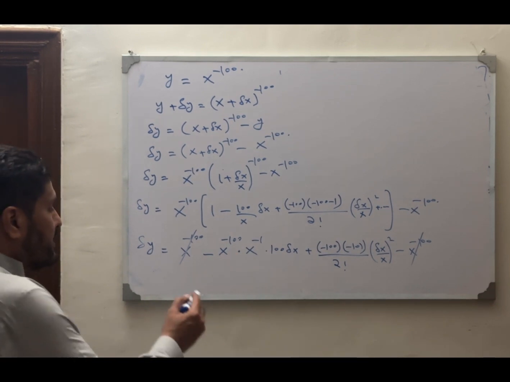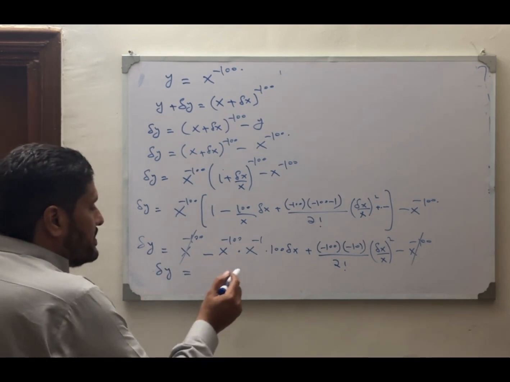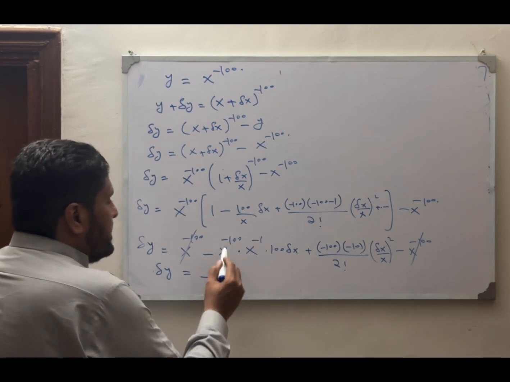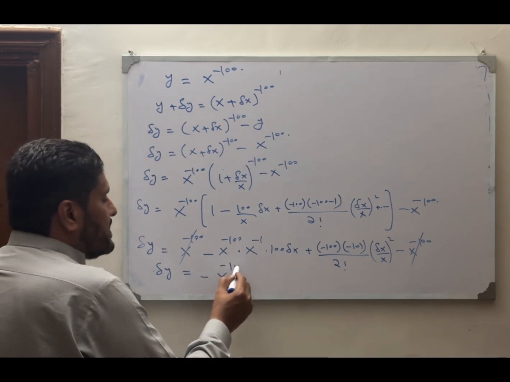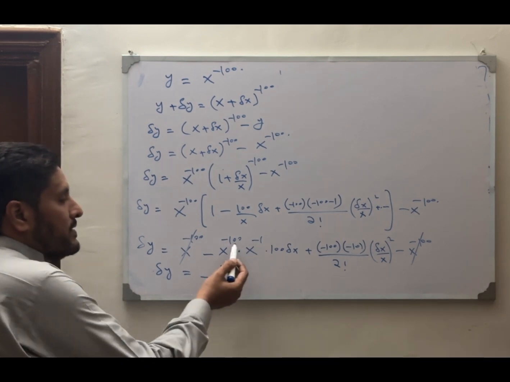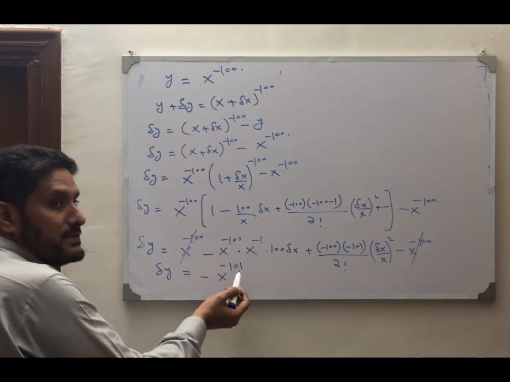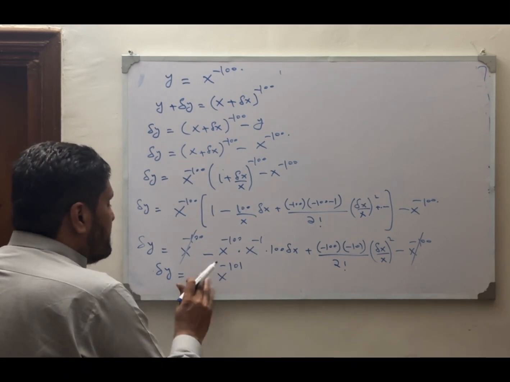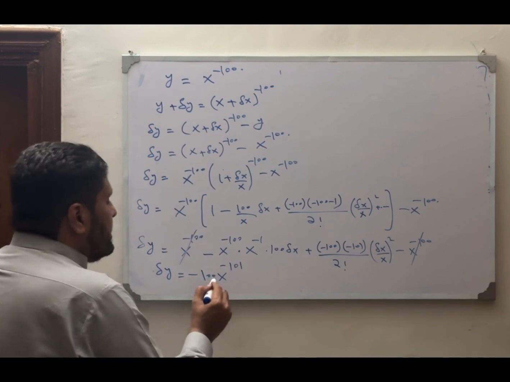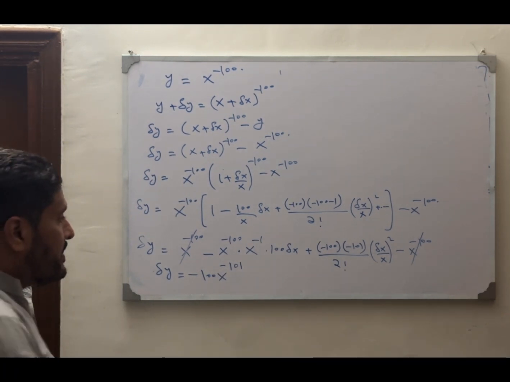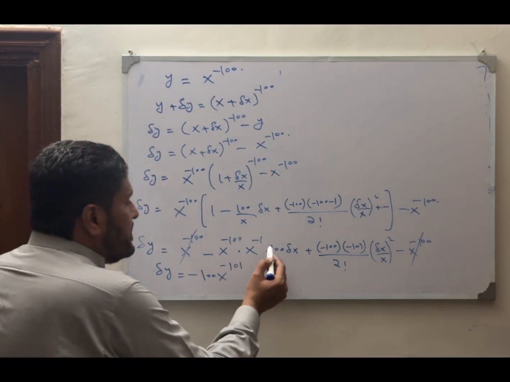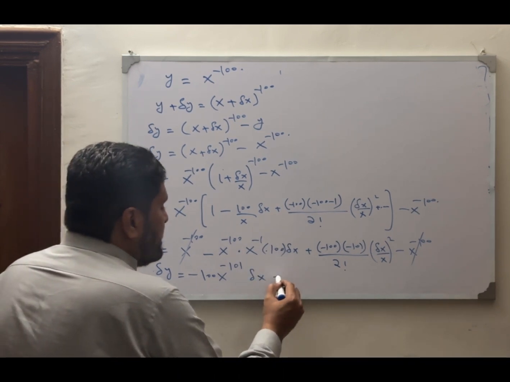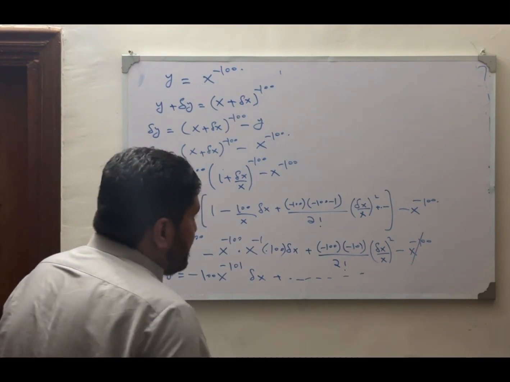So the remaining term is delta y is equal to minus x power minus 100 and minus 1, that will become minus x power minus 101. Minus 100 and minus 1 is minus 101. And before that we have to write minus 100 x power minus 101. This 100 is also multiplying with all these terms, into delta x plus the remaining term, which will be taken as it is.